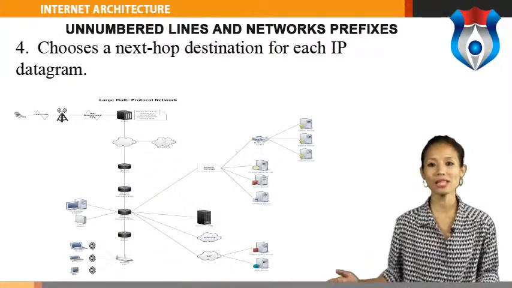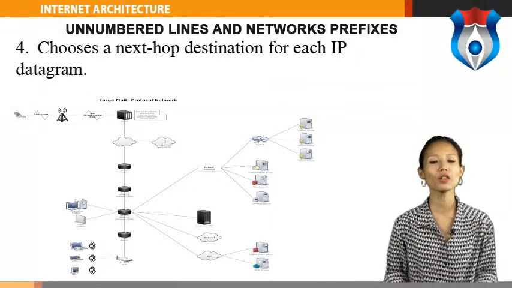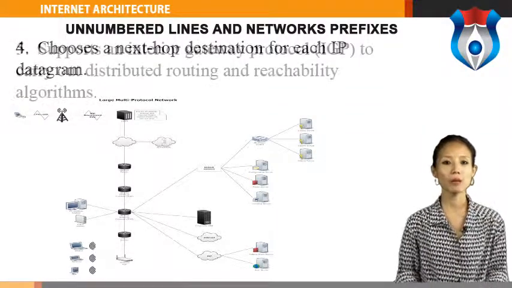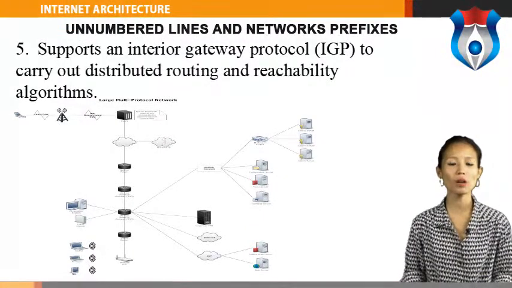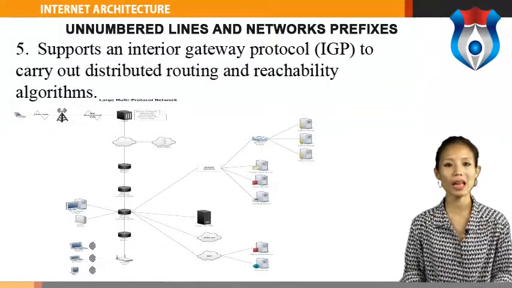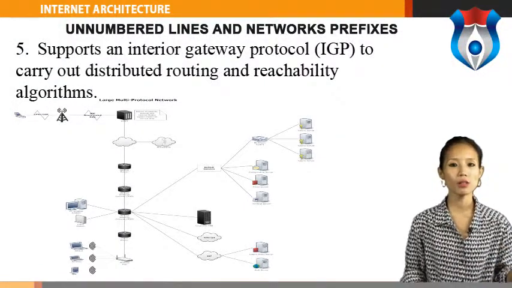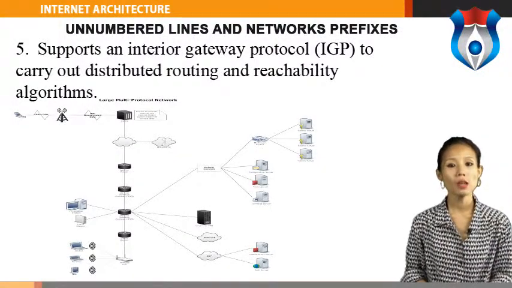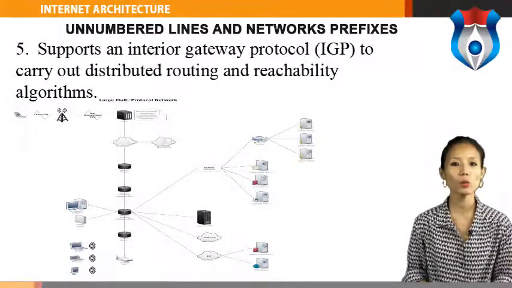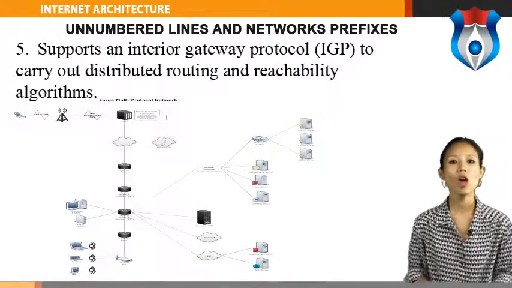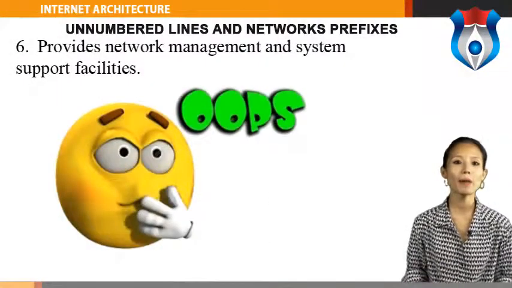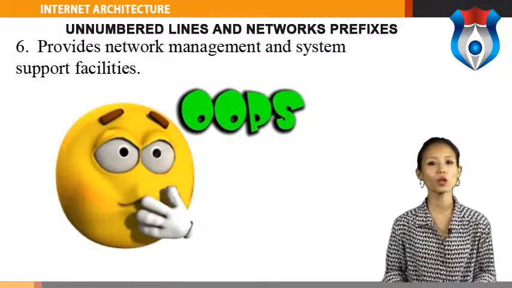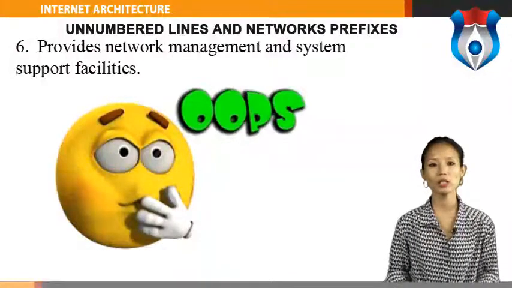Chooses a next hop destination for each IP datagram based on the information in its routing database. Usually supports an interior gateway protocol (IGP) to carry out distributed routing and reachability algorithms with the other routers in the same autonomous system. In addition, some routers will need to support an exterior gateway protocol (EGP) to exchange topological information with other autonomous systems. Provides network management and system support facilities including loading, debugging, status reporting, exception reporting, and control.